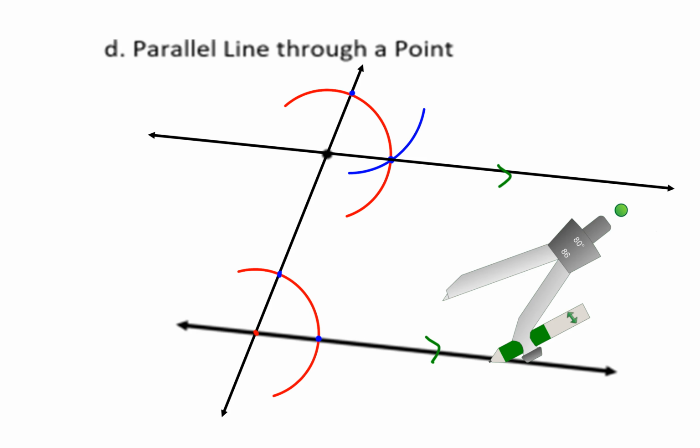So let's recap real quick. This was step 1, draw that line. Step 2 was to draw these two arcs. Step 3 was to duplicate this distance from here to here, and that duplicated distance from there to there. So that's part of step 3 there. And then step 4 was to draw this parallel line. And that's it. Those are the 4 steps to doing a parallel line through a point.